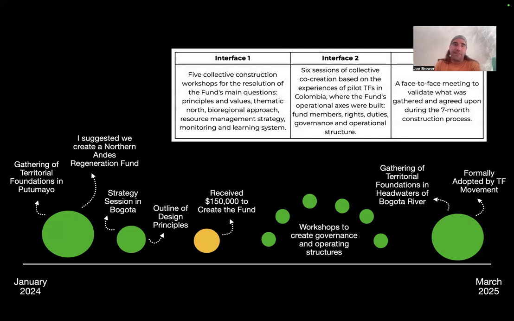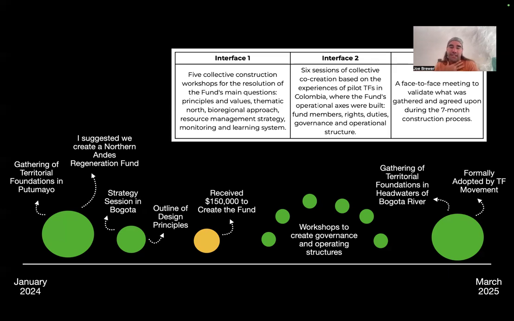And there are things we said, that there were these 5 collective construction workshops to answer the fund's main questions about its principles and values, what its thematic North Star is, what it means to be a bioregional approach, how we would engage in resource management, monitoring, and a learning ecosystem. All of this was developed in that 6-month period.